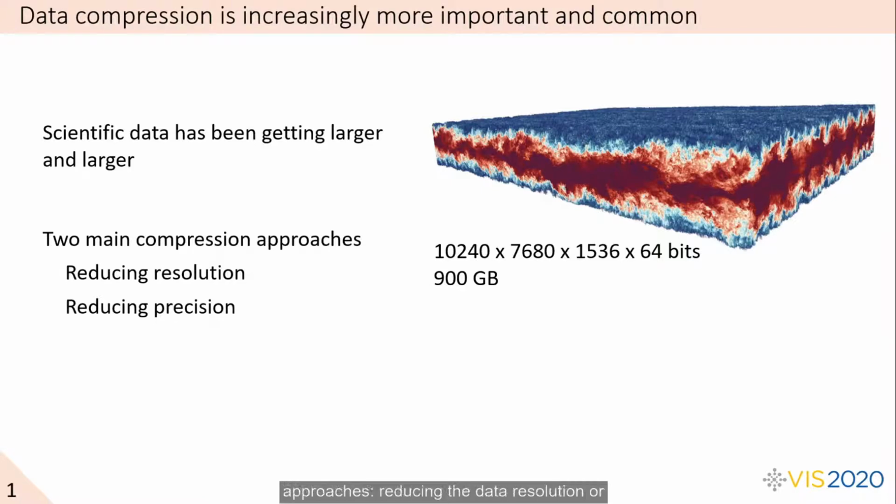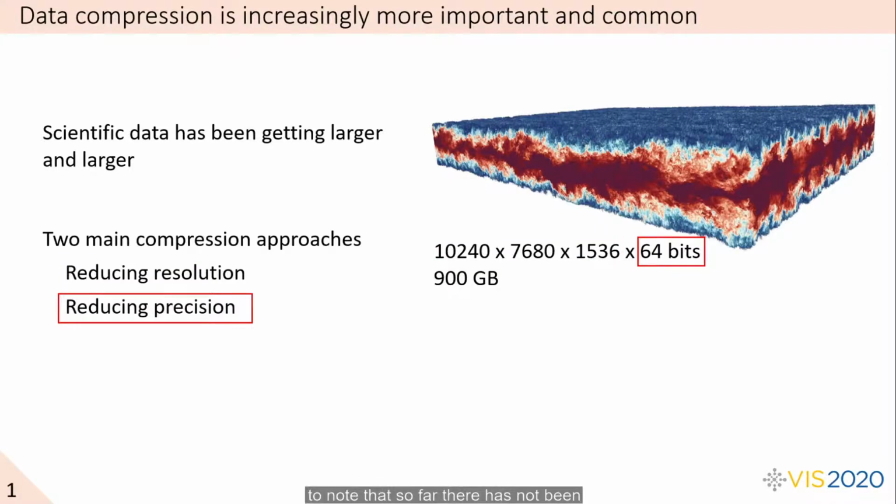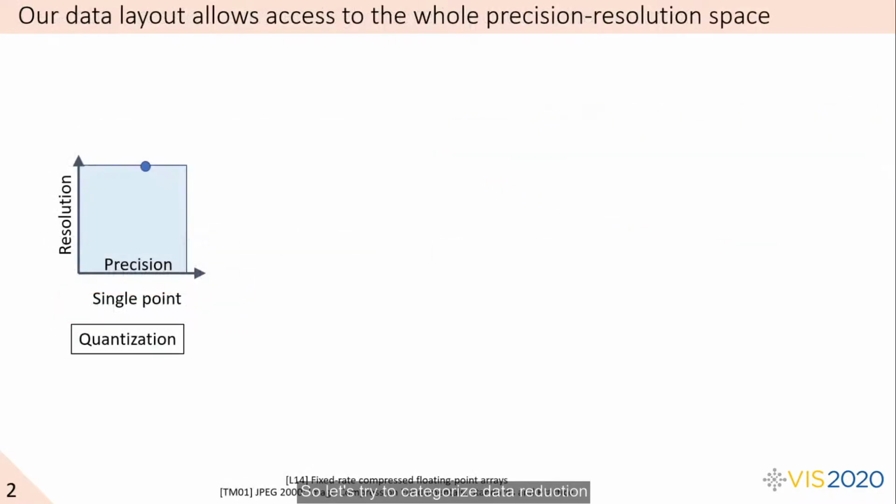There are two main compression approaches: reducing the data resolution or reducing its precision. It is interesting to note that so far there has not been much effort in studying how to combine these two forms of data reduction, but as we'll see in this talk, we can combine them to achieve significant data reduction. So let's try to categorize data reduction techniques in this 2D space of resolution and precision.